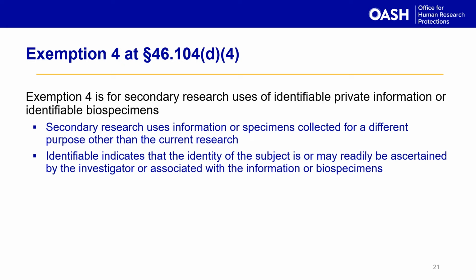Exemption 4 is for secondary research that does not need consent. But what is secondary research? It's using information or specimens that were originally collected for another purpose. What are some of these other purposes? One example could be a blood specimen that is originally collected for medical standard of care safety diagnostic tests. The primary purpose and collection of the blood was for safety tests. The leftover sample may be eligible to be used in a research study.